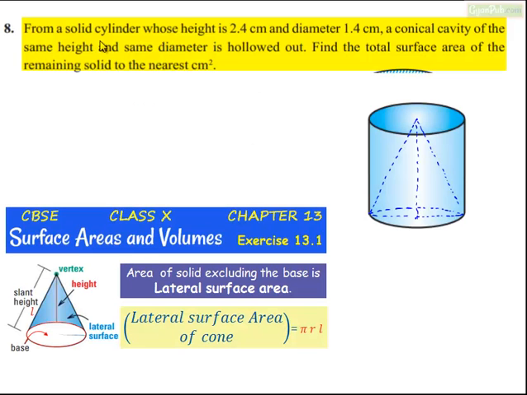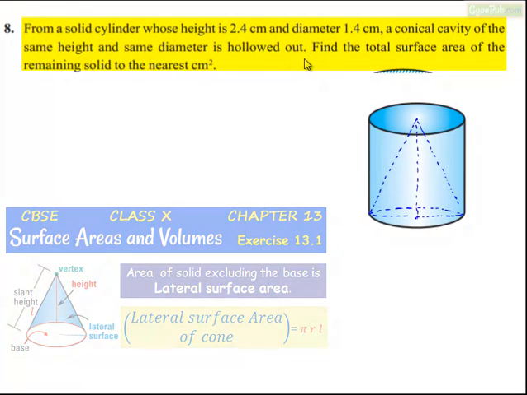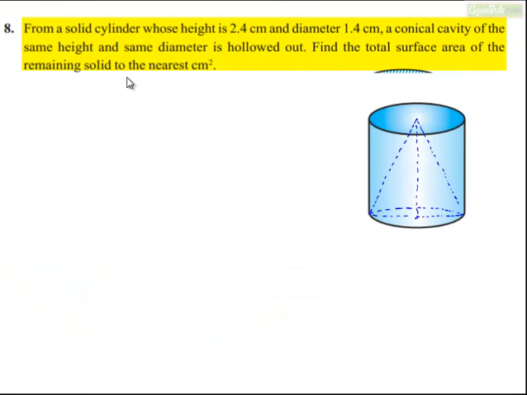Now coming to the 8th question. From the solid cylinder whose height is 2.4 centimeters and diameter 1.4 centimeters, a conical cavity of same height and same diameter is hollowed out. Find the total surface area of the remaining solid to the nearest centimeter square. Now coming to the solution.